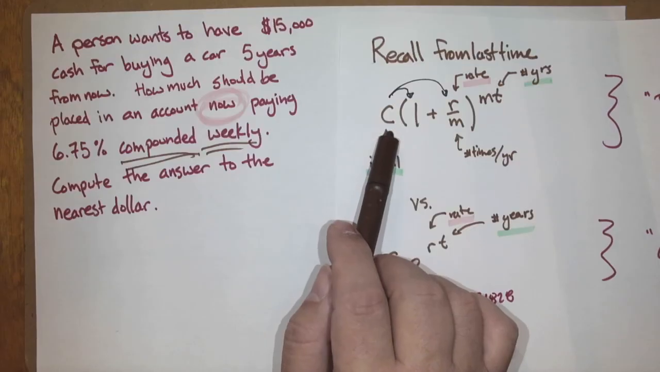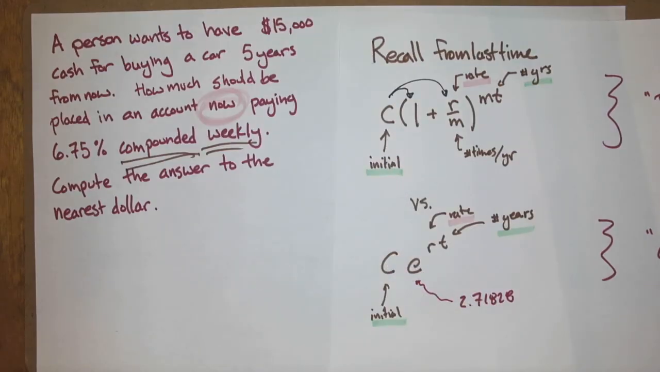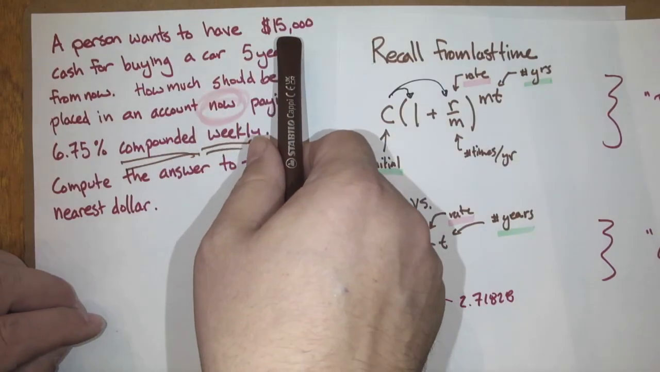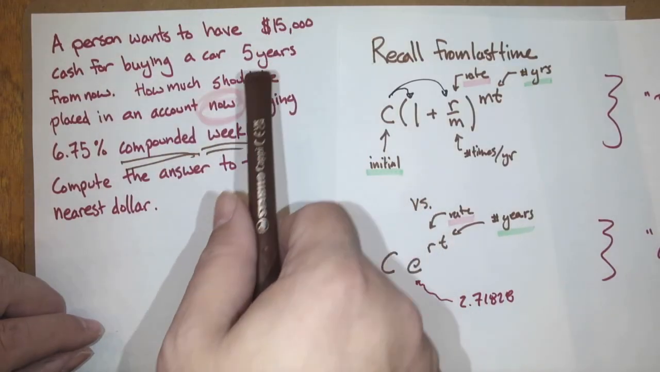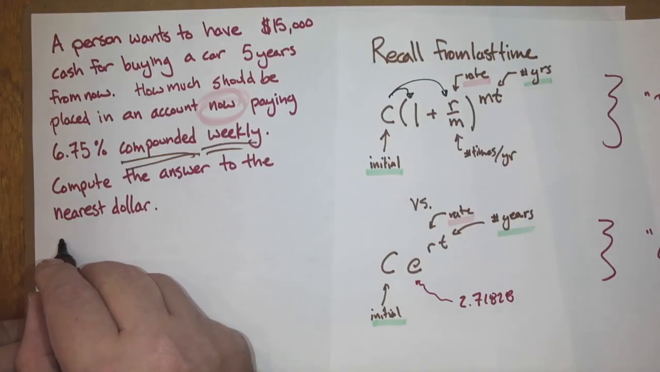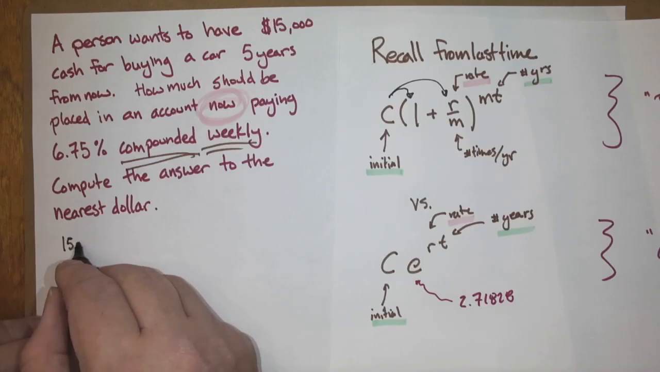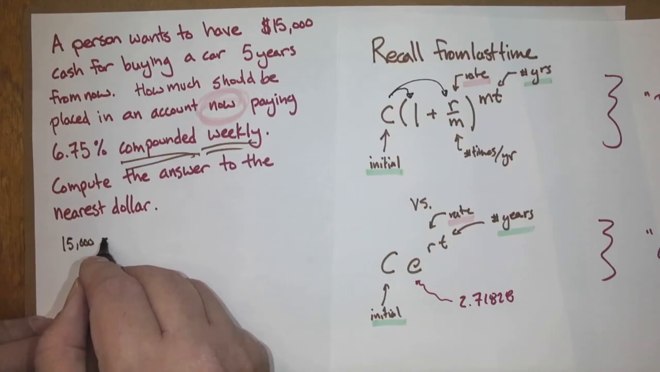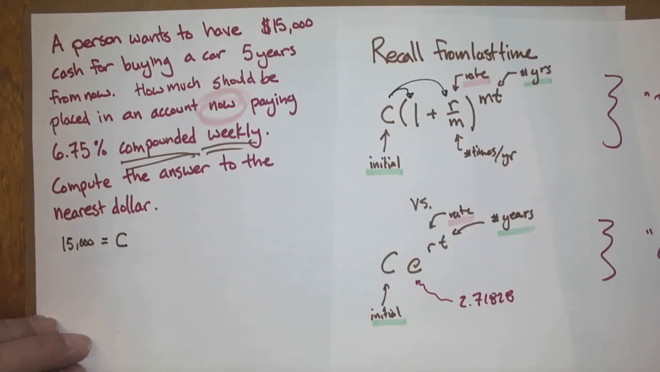The initial amount. So we're after our initial investment. Because we know how much we want then, we want $15,000. The question is, how much do we need to put in now? So we say, well, look, we want $15,000 then. So that's $15,000 in the future equals our initial investment, C. That's what we're trying to solve for.